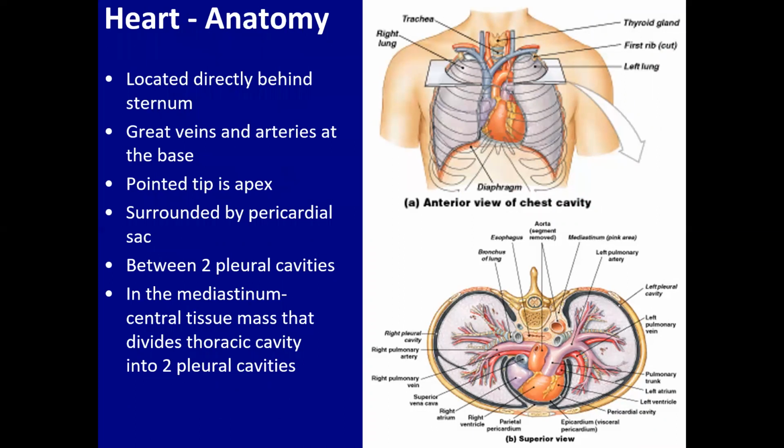There is a pericardial sac that surrounds the heart, and it is found between the two pleural cavities, the right and left. Each one of those pleural cavities holds a lung, either the right or the left. There is a central tissue mass that is called the mediastinum, and that divides the thoracic cavity into the two pleural cavities, right? That is where you find the heart, in the mediastinum.